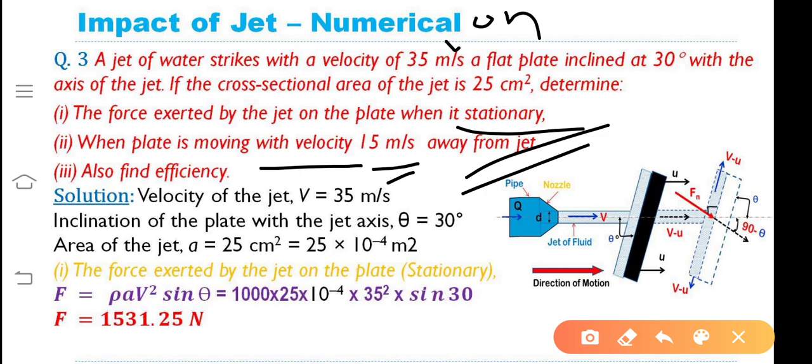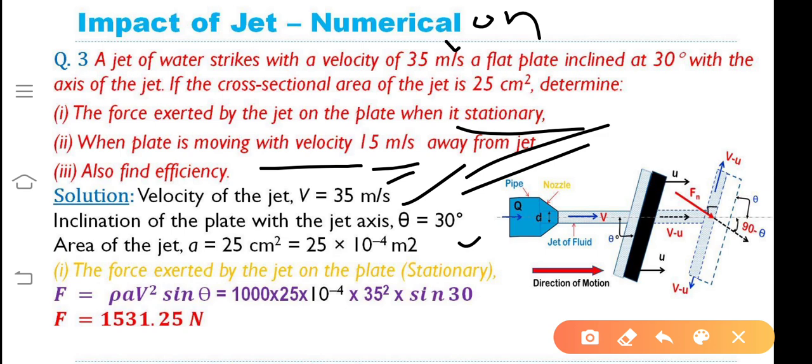Solution. Velocity of the jet v is equal to 35 meters per second. You write down in terms of symbol. Inclination of the plate with the jet axis theta is equal to 30 degrees. Area of the jet small a is equal to 25 centimeters squared. Convert this into meter squared. You will get 25 multiplied by 10 to the power of -4. That you are aware.